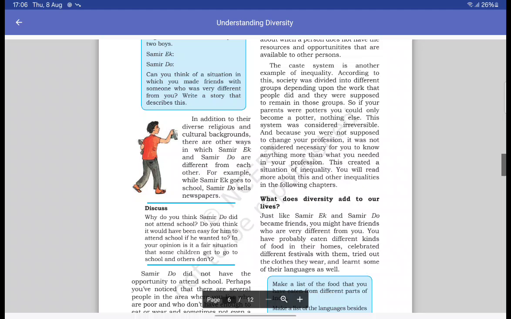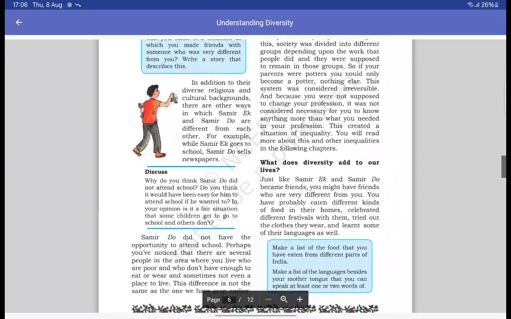So this is a good aspect of diversity. However, the bad aspect is being diverse on caste, on skin color, on something else, like rich, poor, handsome, ugly. These are the negative aspects of diversity.